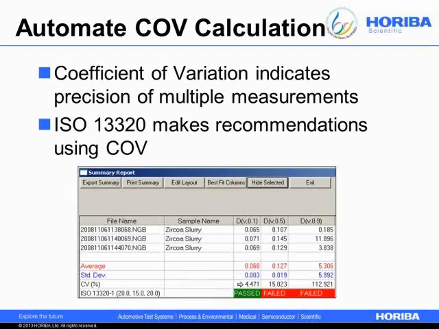But calculating the coefficient of variation is not trivial to do. It's not something most people will do with a pad of paper. Calculating the average of a data set's pretty simple. Calculating the standard deviation becomes more difficult with pad and paper. So the LA950 will do it for you automatically.